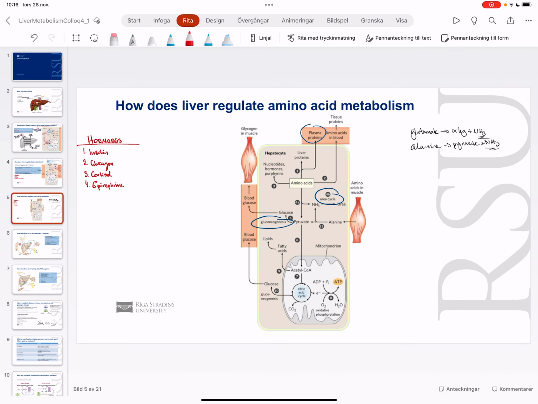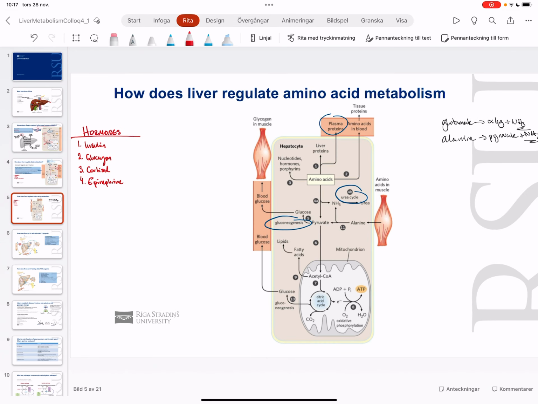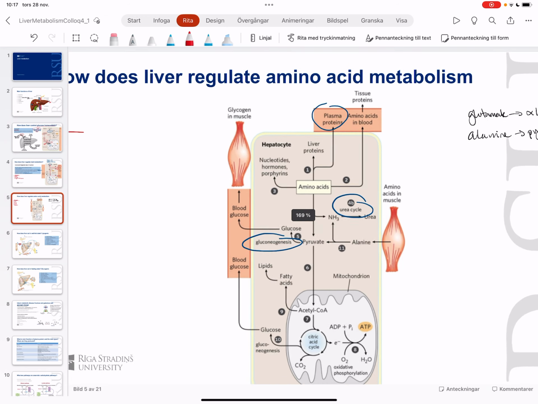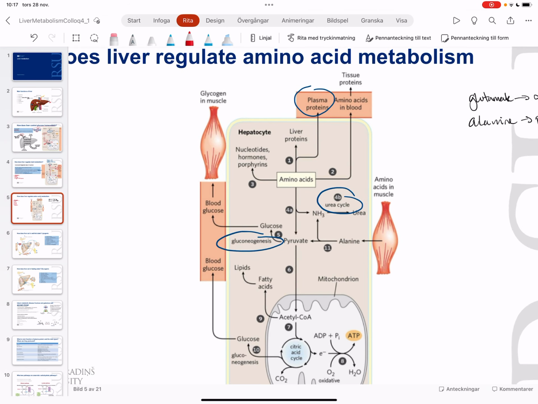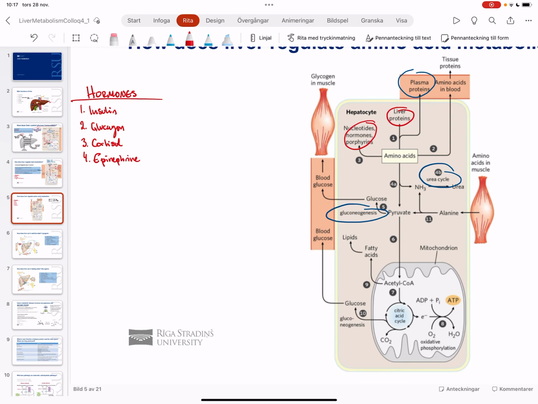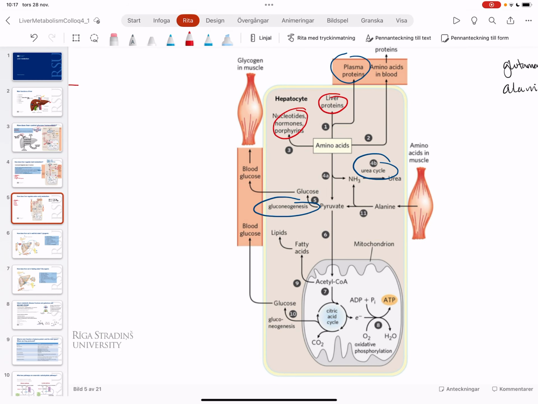So how does the liver regulate amino acid metabolism? Also, the important hormones here would be insulin, glucagon, cortisol, and epinephrine. In case of insulin again, we will make liver proteins, hormones, porphyrins, nucleotides, and in case of glucagon, cortisol, and epinephrine, we will try to make energy.